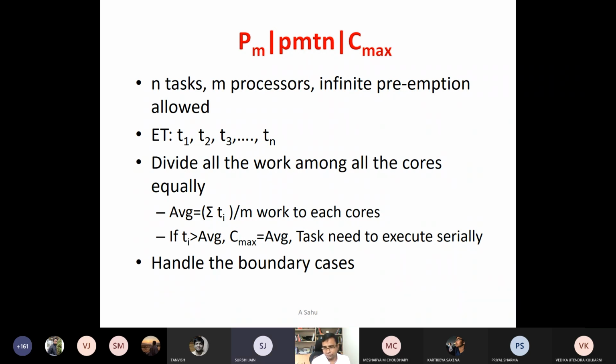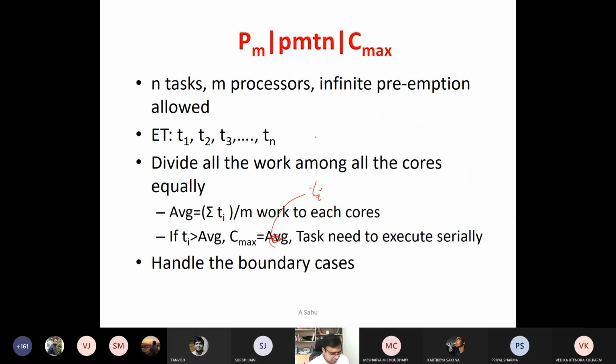Sir, how will it be equal to the average? How do we get C max equal to average if t i is greater than average? No, C max is not equal to the average. It will be C max equal to t i, not the average.